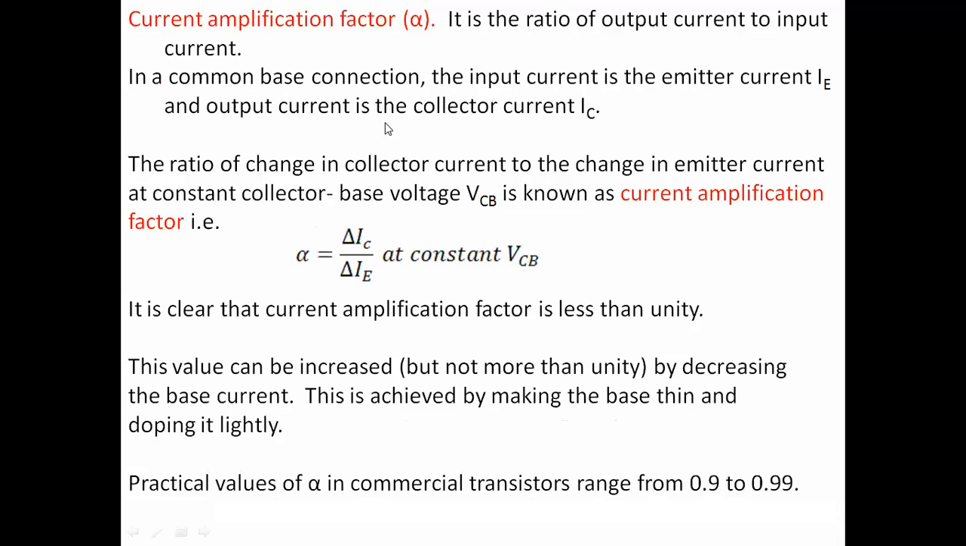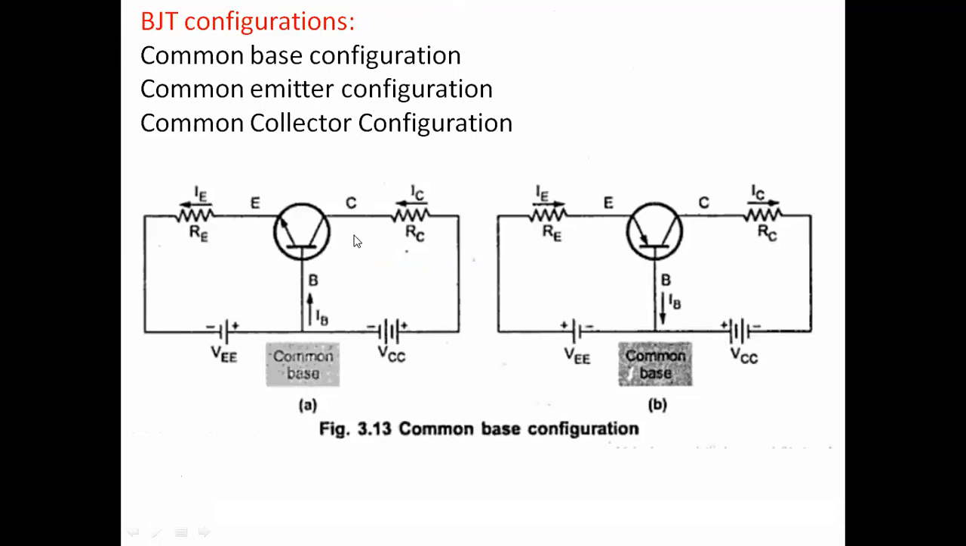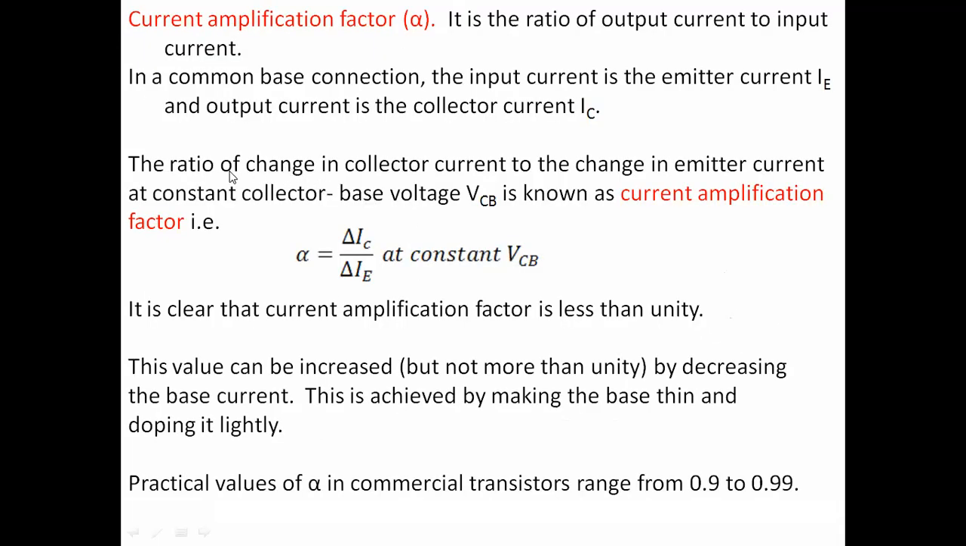So the ratio of change in collector current to the change in emitter current at constant collector base voltage is known as the current amplification factor. Collector base voltage should be constant. So alpha equals delta IC by delta IE at constant VCB.